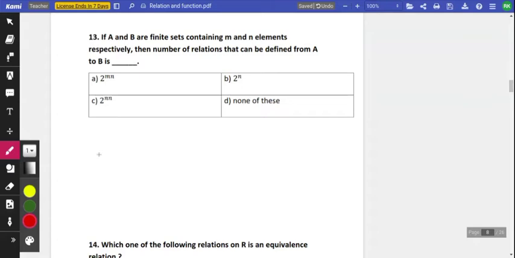In this question, A and B are finite sets containing m and n elements respectively. The number of relations that can be defined from A to B. The correct answer is option A. I already explained this in question number 4.